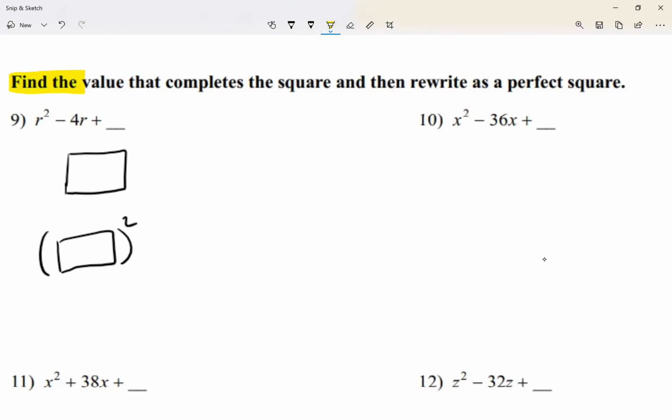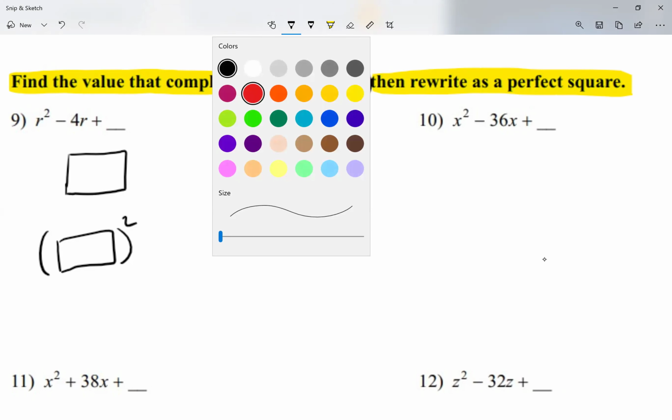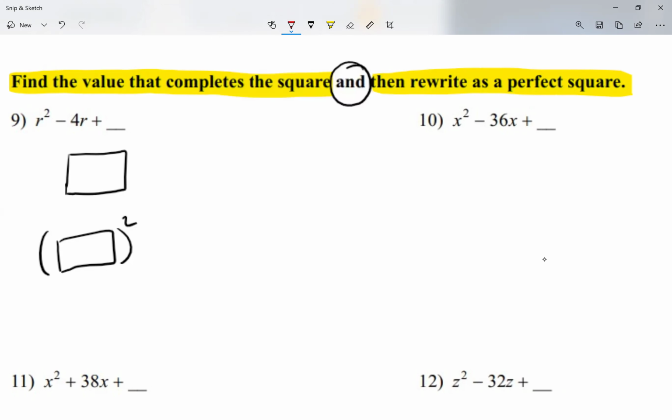First question says find a value that completes the square. Then there's the word and, then the second question says rewrite as a perfect square. So I remembered on the homework from yesterday, we learned how to find the C value that completed the square. Remember, we were talking about that yesterday. And I remember we started with something like r squared minus 4r plus, remember how yesterday we used to have a little c there?